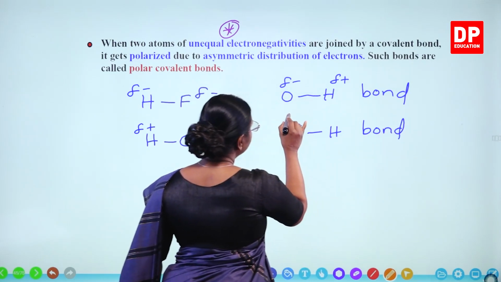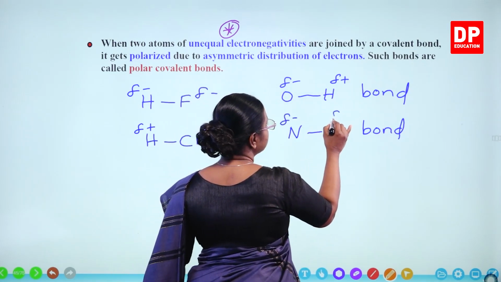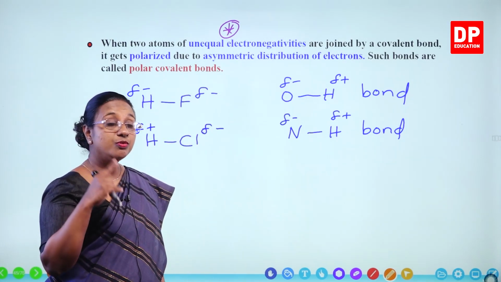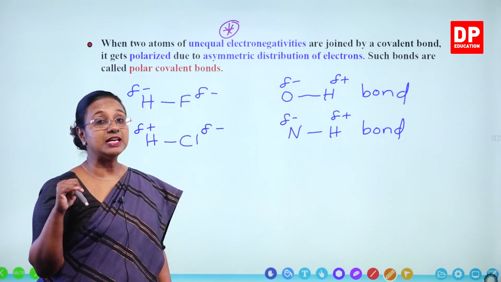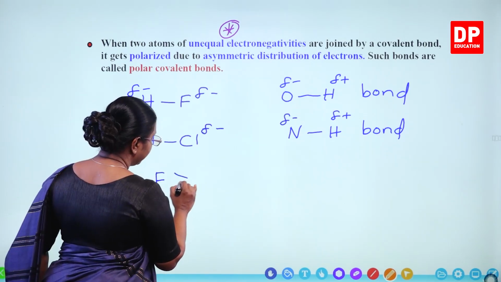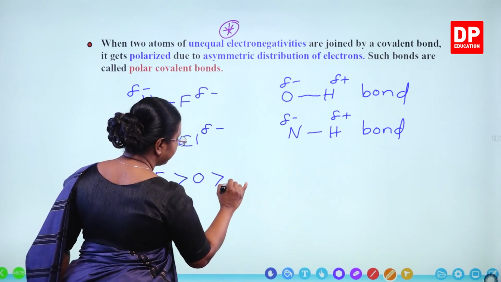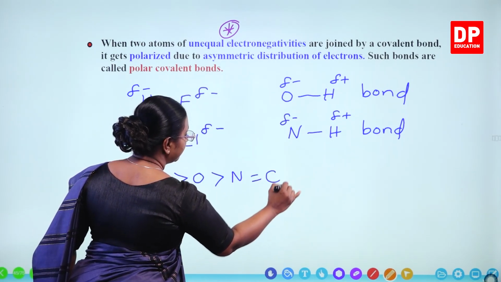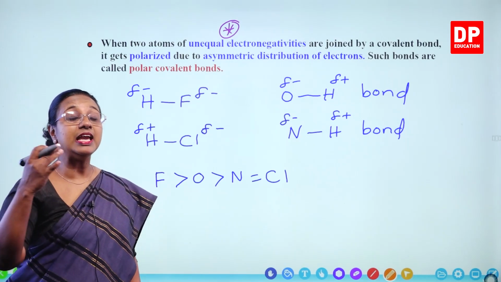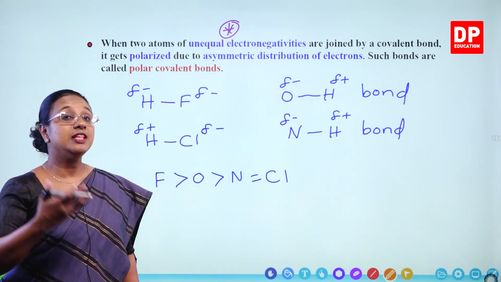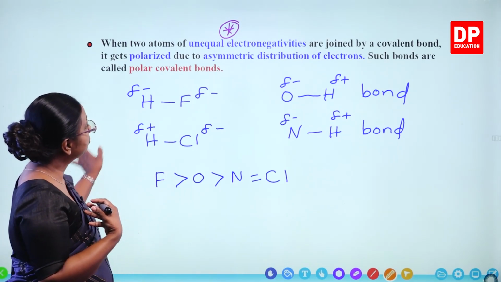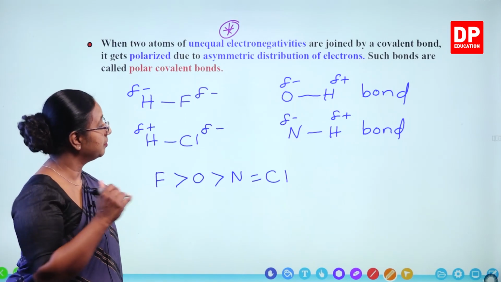In that also, nitrogen gets a negative charge, hydrogen has a delta positive charge. So you can remember, students, if you remember the electronegativities, highest is fluorine, then we have oxygen, after that we have nitrogen and chlorine. So all these elements, because they have very high electronegativity values, they usually tend to pull the electrons towards themselves. So all of them are polar bonds.